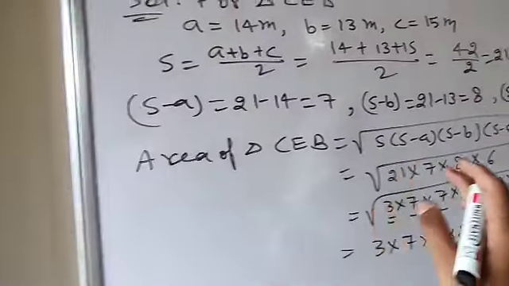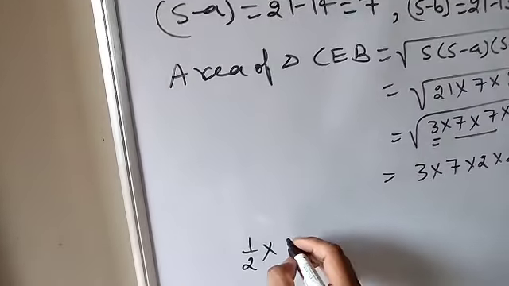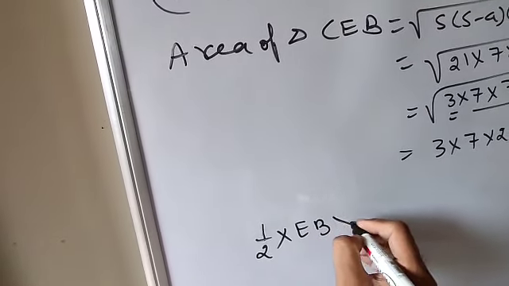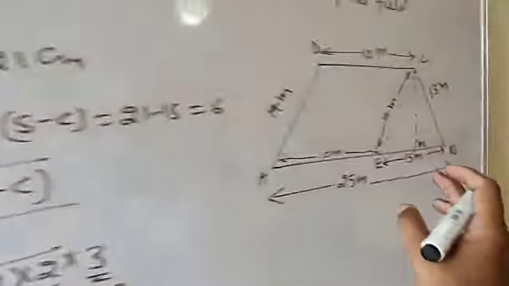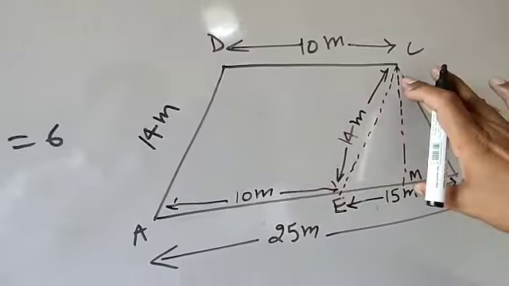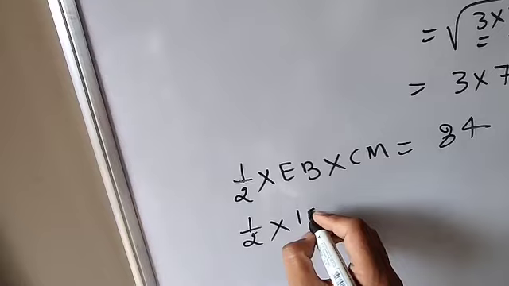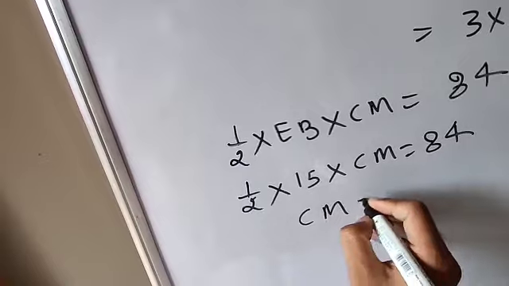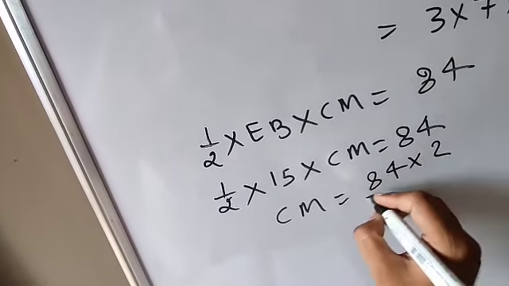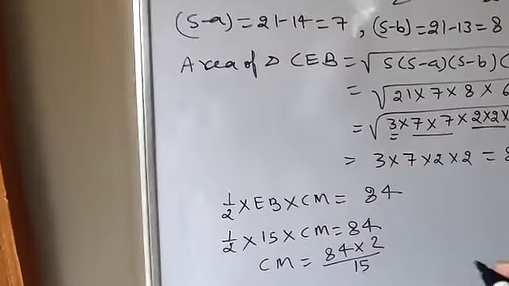Now for the area of the triangle, one more formula is there. Area of triangle CEB equals half base into height. So that can be written as half, base is EB, into height for that triangle, which will be CM. It is equal to 84. Half base into height, height is CM here. So half into the length of EB, 15, into CM equals 84. Then CM equals 84 into 2 upon 15. So the length of CM will be this. So find the value of this.